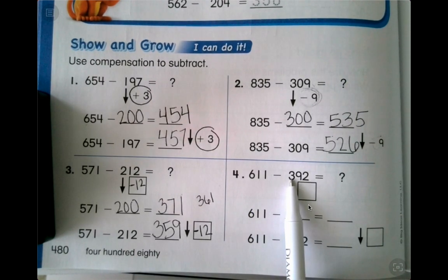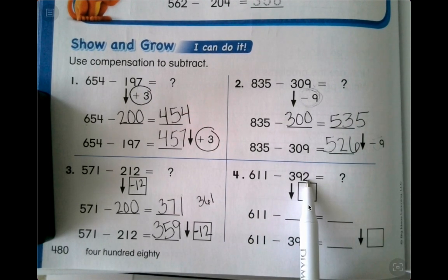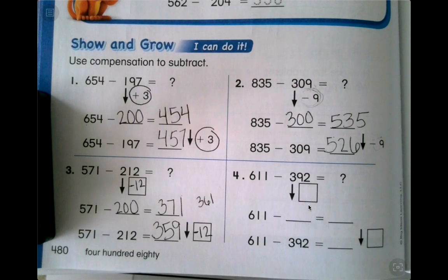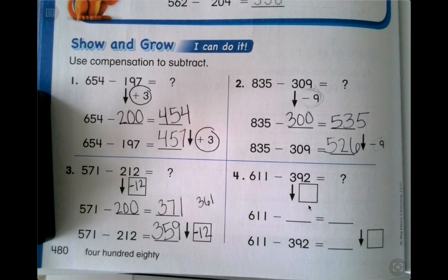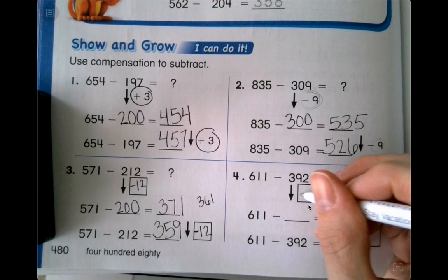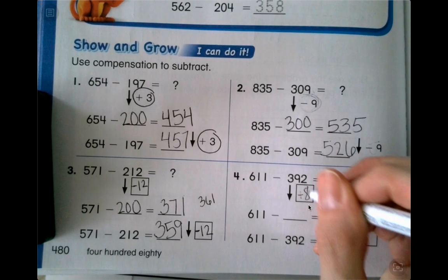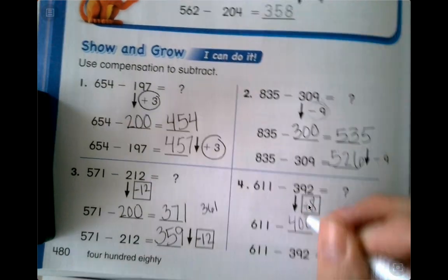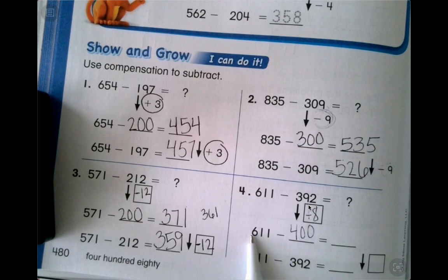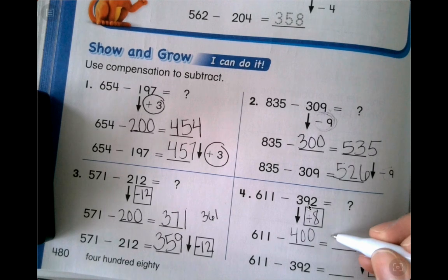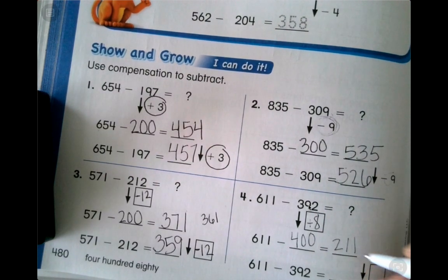611 subtract 392. That 392, what is that very close to? 400. Good. So Nico, he's saying 400. So how many should you add, Nico, to get to 400? Good. Add your 8. So now it's 400. So now 611 subtract 400. It's like 6 minus 4 is 2. So 211.